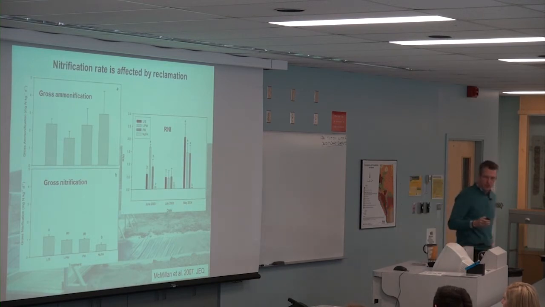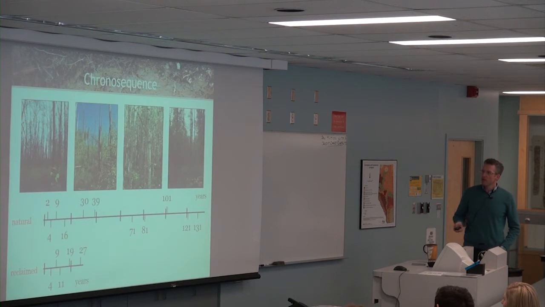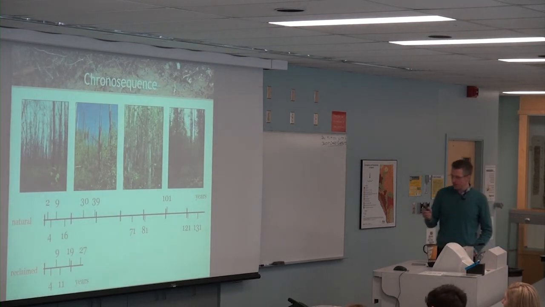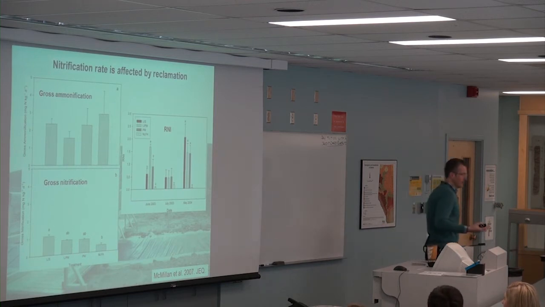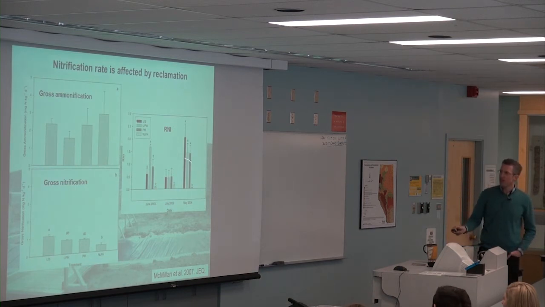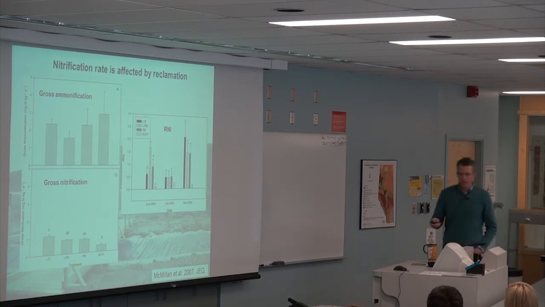So disturbance affects ecosystem processes, specifically nitrogen availability. If we go back, this is comparing to a mature target ecosystem, right? So this is essentially comparing babies to the elderly in a way. This is comparing five-year-old reclaimed sites to 100-year-old, mature forest ecosystems. Well, of course they're different. Why wouldn't we expect that in many ways, right?